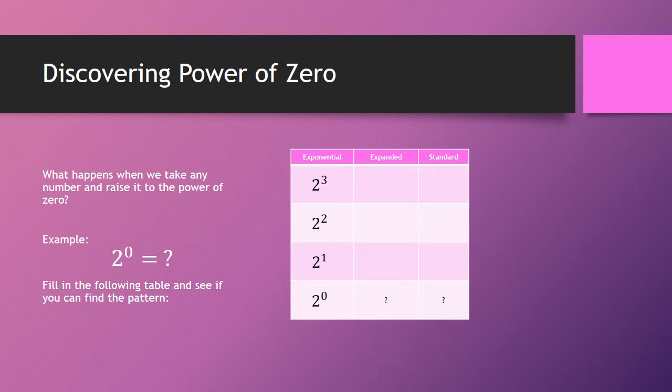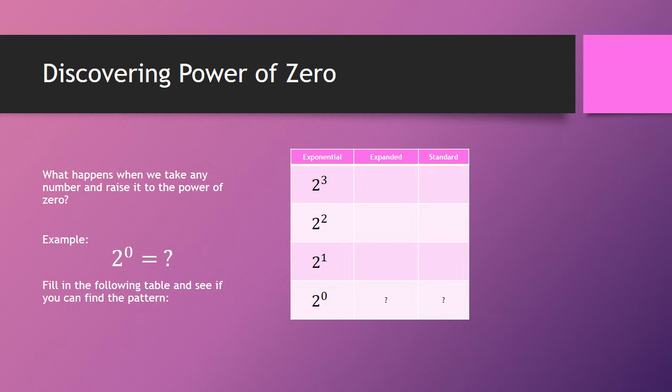Now for the power of 0, this should be something that's kind of new for you. We're going to figure out what happens when you take any number and raise it to the power of 0. So for this one, we're looking at 2 to the power of 0. We're trying to figure out what the final answer will look like. So we're going to do an investigation together where we start with a higher exponent and work our way down to 0 and see what happens.